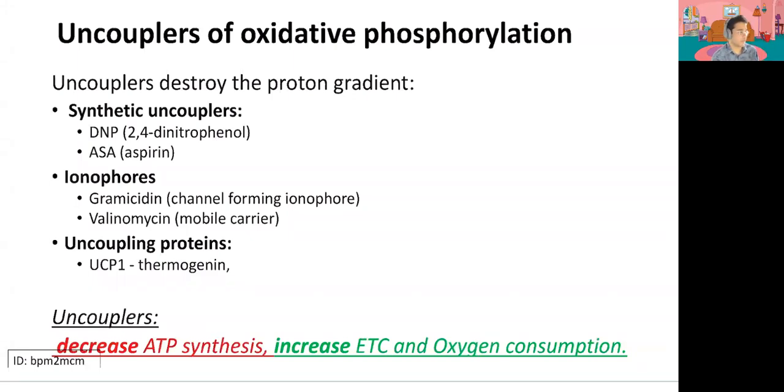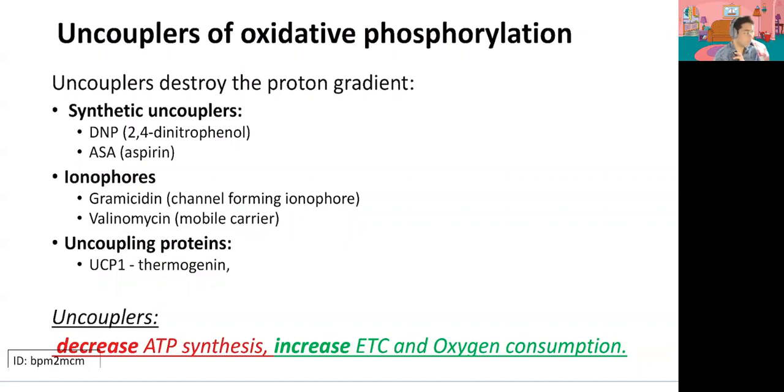Priya and I definitely covered aspirin way too much for our own benefit, but this was something that came up again in term 4. So keep that in mind. These are all cumulative knowledge that we're going to keep building up on. DNP, 2,4-dinitrophenol, is a synthetic uncoupler. ASA, aspirin, right?